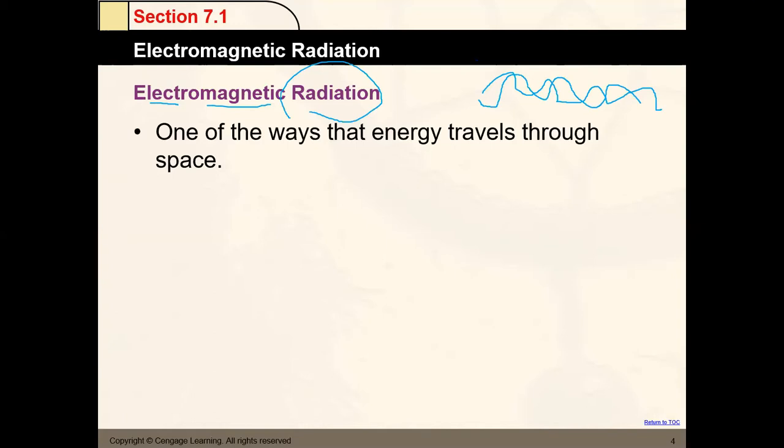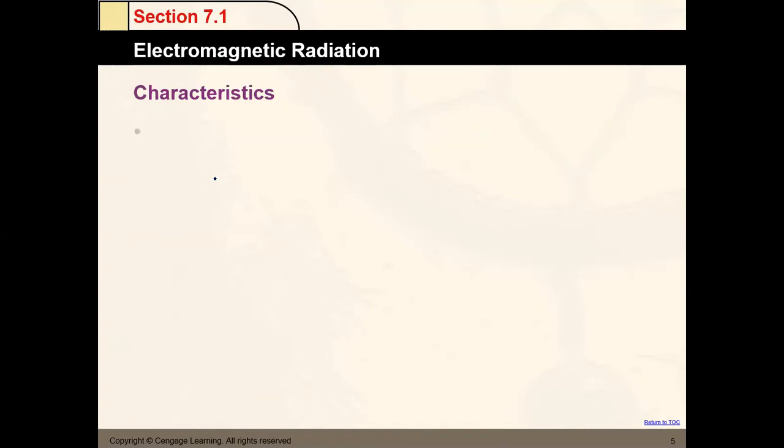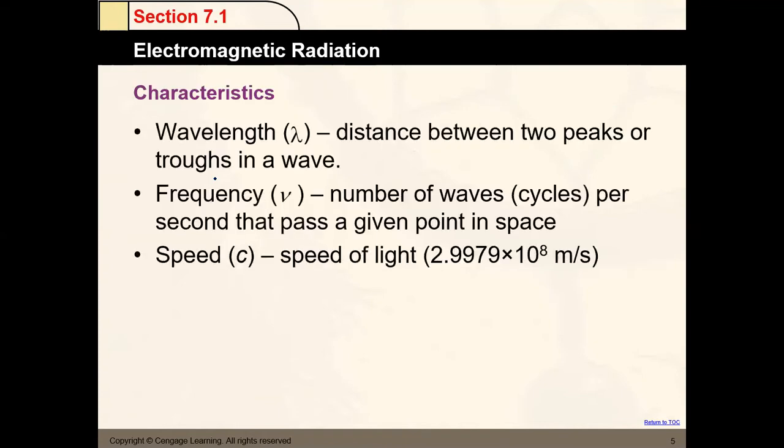Electromagnetic radiation is one of the ways that energy travels through space, in the form of light. There are three characteristics of any electromagnetic radiation: it has wavelength, it has frequency, and it has a speed. How could we define each of them? The wavelength is the distance between two peaks of a wave. For example, let's say that here I have a wave. This is an electromagnetic radiation, a really ugly wave, but that's my wave. The wavelength will be the distance from this point to this point.